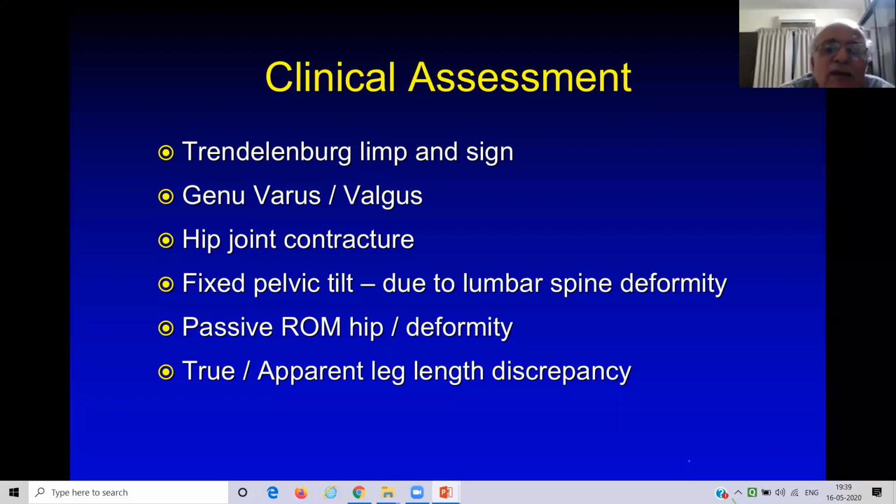What about the limb length? That is another very important thing, because most of these osteotomies we are doing for young people. So we need to know the true limb length of these patients, because most of the time we will not be able to give them limb length. So it is very important to discuss with the patient also.